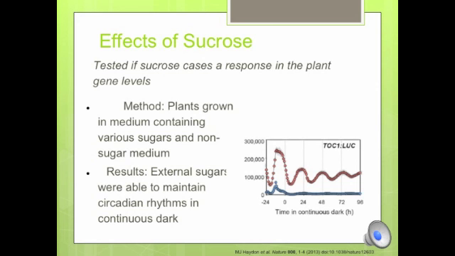To test the general effects of sucrose on the plant, seedlings were grown in mediums containing sucrose, glucose, or fructose, and a non-sugar control. In all the external sucrose, glucose, or fructose mediums, the plant was able to maintain its circadian rhythm in a continuous dark environment. By looking at the diagram, one can see the red path, representing the sucrose, is maintaining its rhythmic cycle. This suggests that the circadian rhythms represent a general response to the metabolically active sugar.